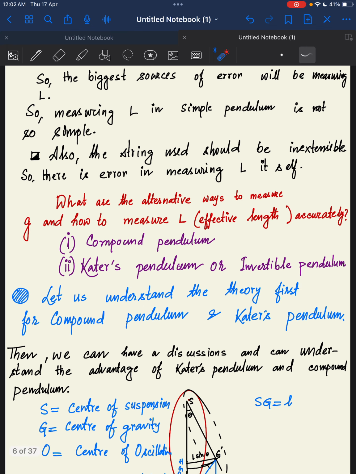So what other methods can we use to find G, and avoid this scenario of having the concept of a point mass? We have the compound pendulum and we have Kater's pendulum. In the simple pendulum, the biggest source of error, which I am repeatedly saying, is measuring L. It is called a simple pendulum, but it is not so simple to measure L because this is an approximation. Also the string used must be inextensible, so there is error in measuring L itself. So the alternative ways are the compound pendulum and Kater's pendulum.